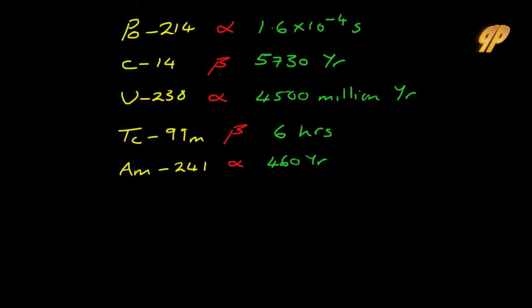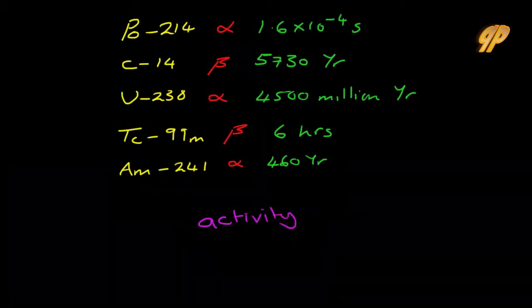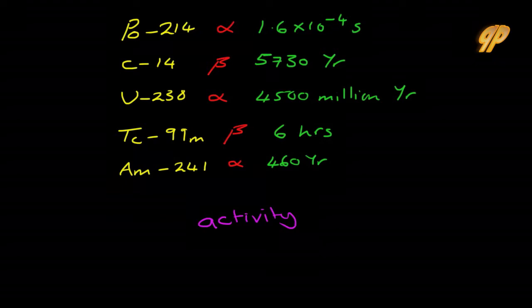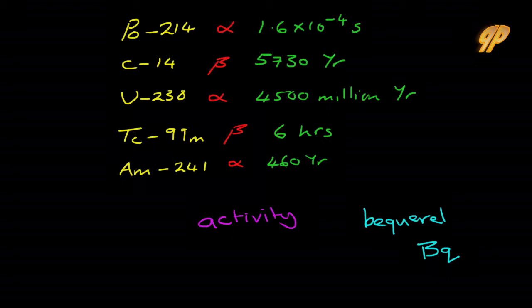We call the decay of a substance its activity. It's the decay rate, and we measure it in a unit called the becquerel. This is given the symbol Bq.